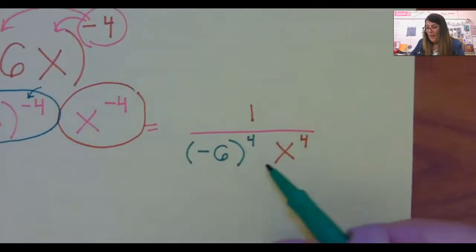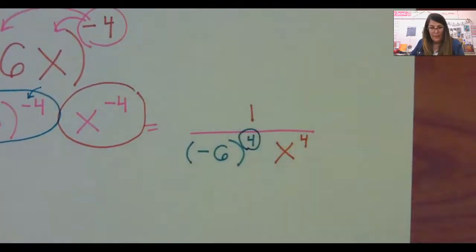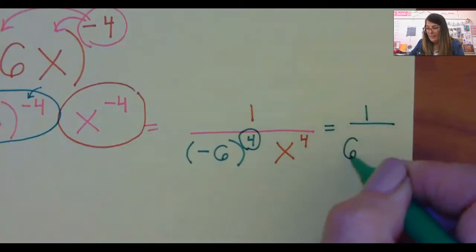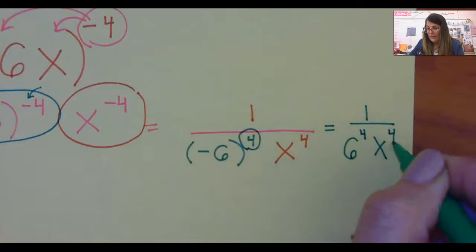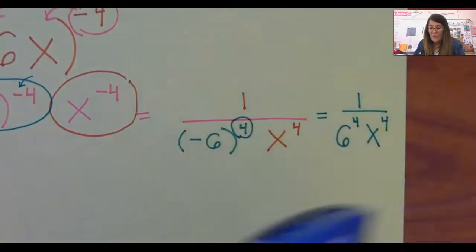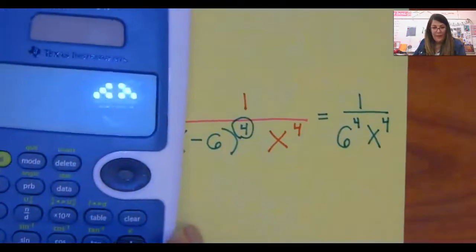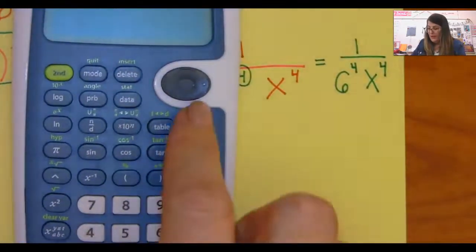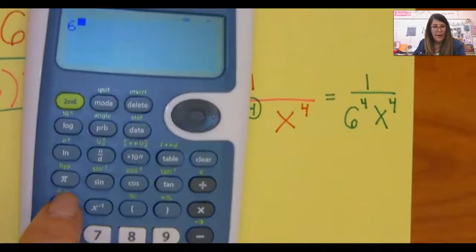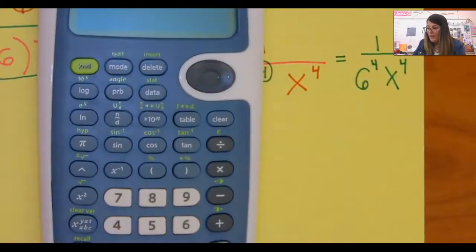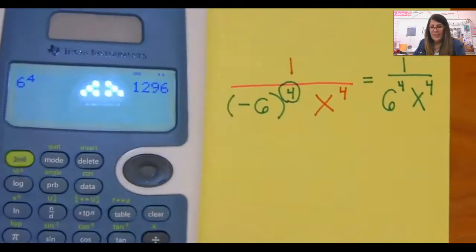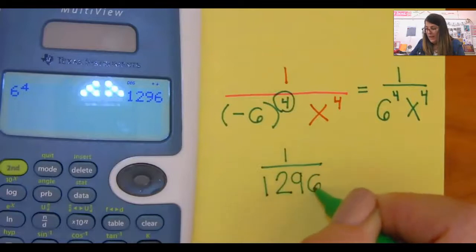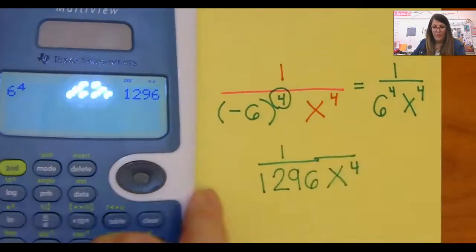So now I have to keep going. When I look at this, it's an even power, right? So that means it's going to be positive. So that is going to be 6 to the fourth, x to the fourth. Now, if I needed to evaluate that and get a number, I would go to my calculator, type in the 6, then the power, and then type in the 4, and I'm going to get 1,296. So my answer is 1 over 1,296 x to the fourth.